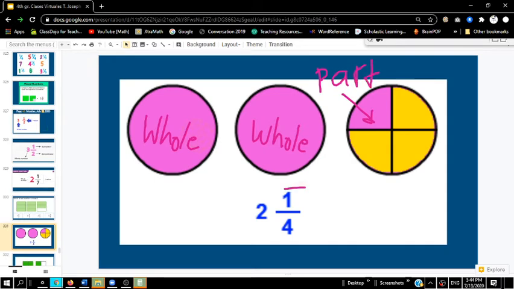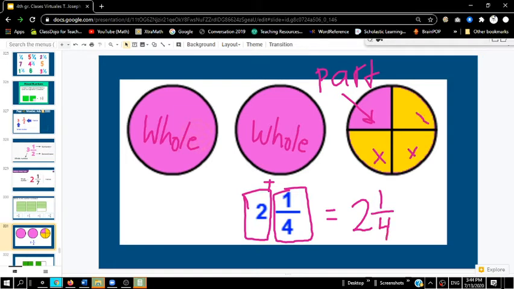You're right, 1/4. So when we take 2 plus 1/4, we're going to be having our full mixed fraction as 2 and 1/4. Okay, we don't count these parts that are not shaded in pink. Okay, let's go on to the next problem.